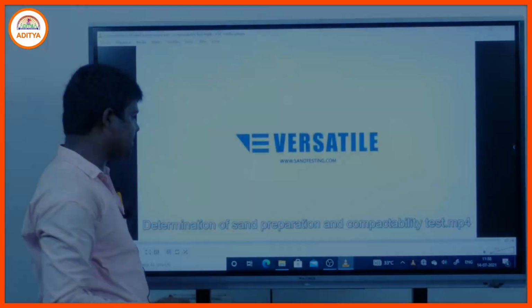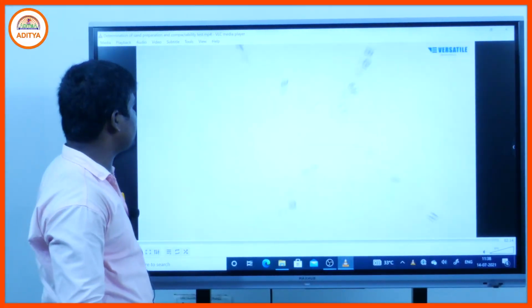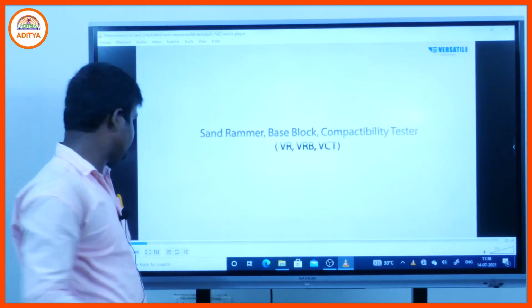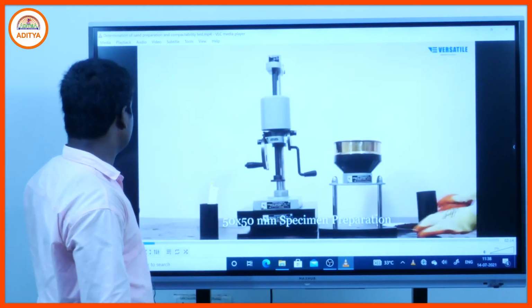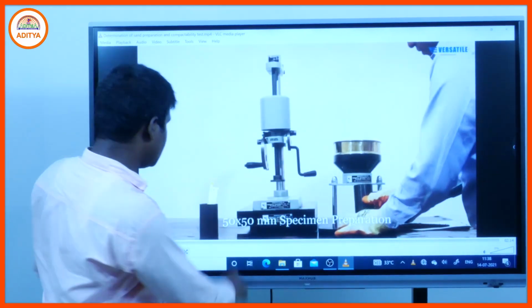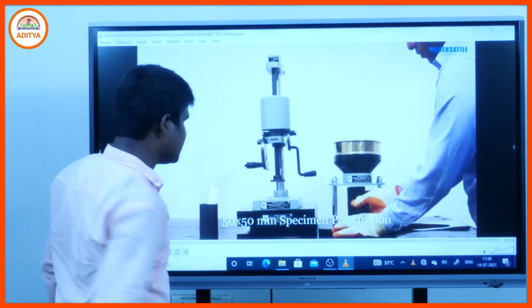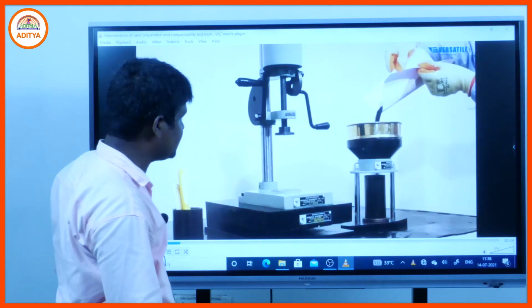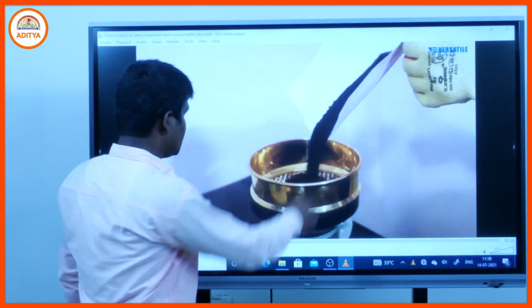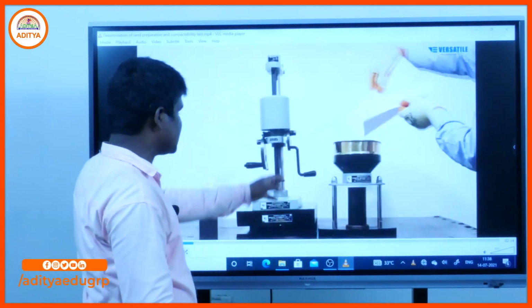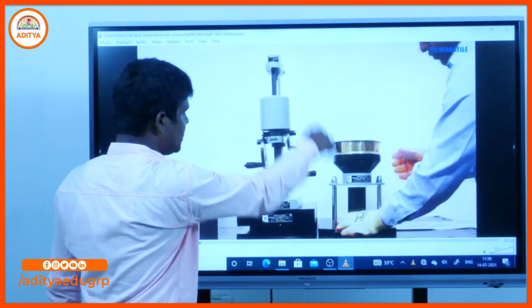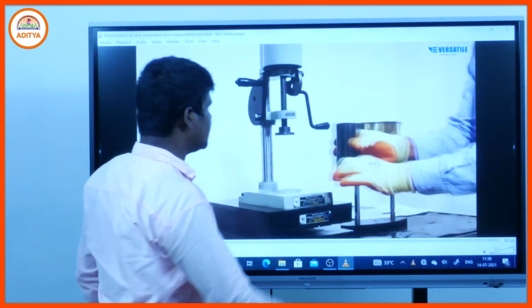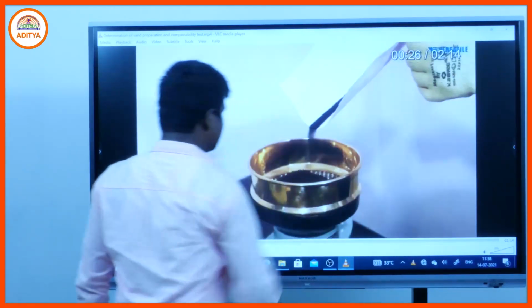We will see one video on determination of sand preparation and the rammer-based block compatibility tester. The specimens are 50 by 50 millimeters. First we take some sand and pass it through a 13.2 millimeter sieve. We pour the sand into a tube, and in that tube we take the molding sand.